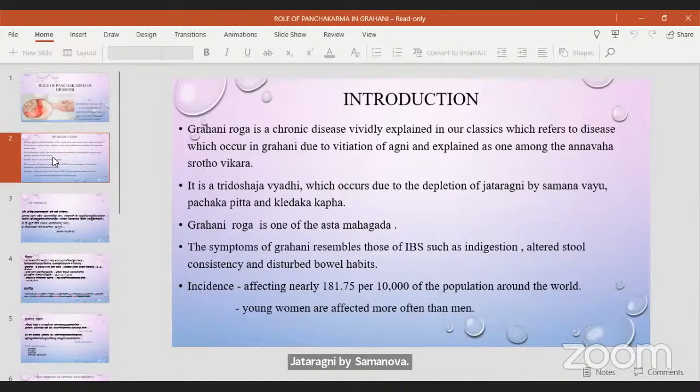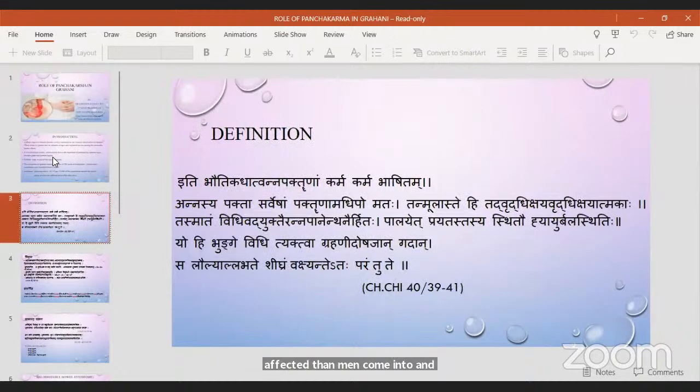The symptoms of Grahani resemble those of IBS, such as indigestion, altered stool consistency, and disturbed bowel habits. Incidence affects nearly 181.75 per 10,000 of the population around the world. Young women are more affected than men. Coming to the definition, Jataragni is the chief Agni among all Agni, on which the Bhutagni and Dhatvagni depend. Vriddhi and Kshaya of Jataragni lead to Vriddhi and Kshaya of Bhutagni and Dhatvagni.